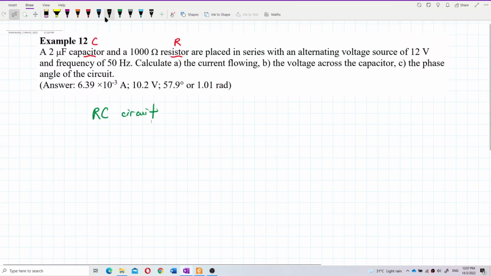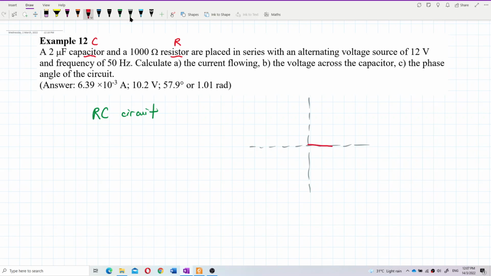Okay, let me draw it out. Later we will need to draw a phasor diagram. This is the x-axis and this is the y-axis. And where is the current? Current is over here. Current is always at the x-axis. Maybe put this as IRMS.